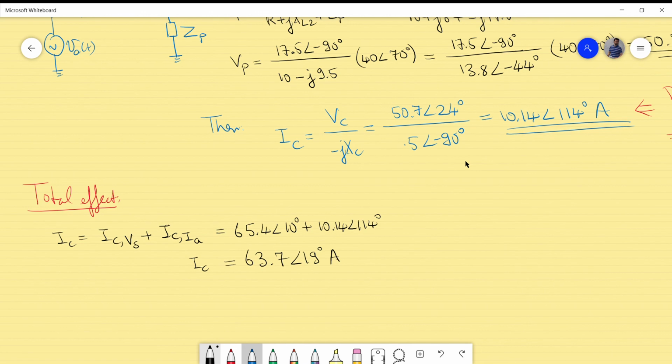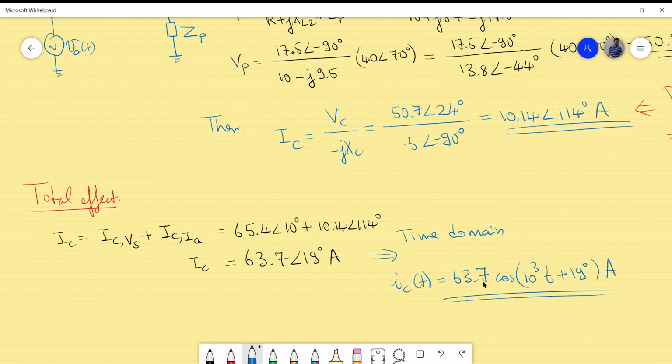Now I would like to, of course, go to time domain. So transform back to time domain. The time domain representation will be IC in time will be 63.7. That's just the amplitude. And again the cosine, again 1000t, and this time the phase is 19 degrees. So what you recognize is you will have always the cosine and the 1000 radian per second times t. That is actually your template. Your amplitude is this one, and your phase is this one. And that's actually for the capacitor current using the superposition principle for this example.